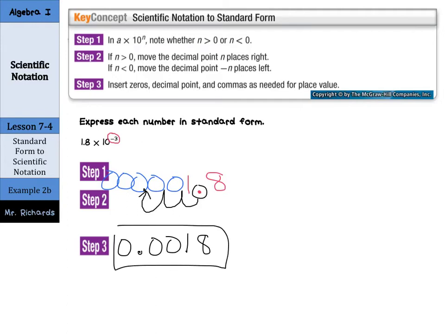So again, it is possible to do these without the step-by-steps, but the step-by-steps do give us the fundamentals of what we need.